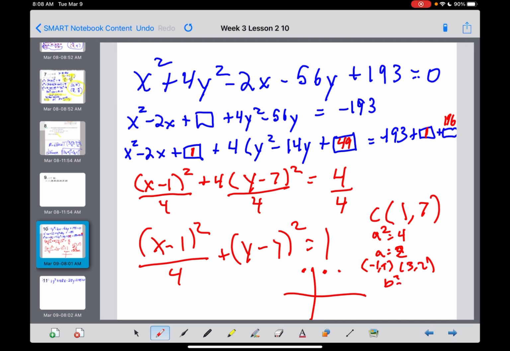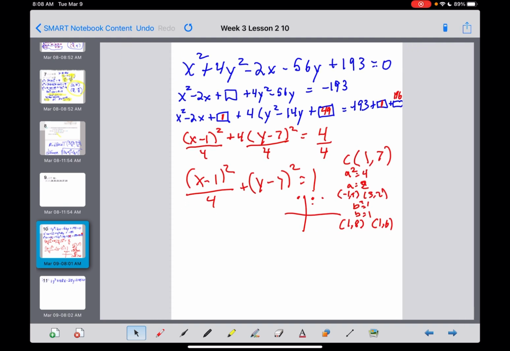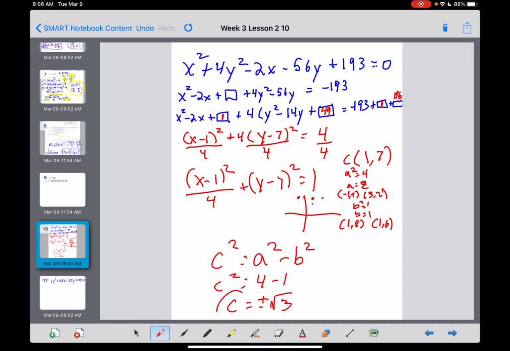My b squared value is 1, so b is equal to 1. So these are going down 1 and up 1, so that would be 1, 8 and 1, 6 for my minor axes. And if you're going to find the focus, remember, c squared is equal to a squared minus b squared. So c squared is equal to 4 minus 1, so c is equal to plus or minus the square root of 3.